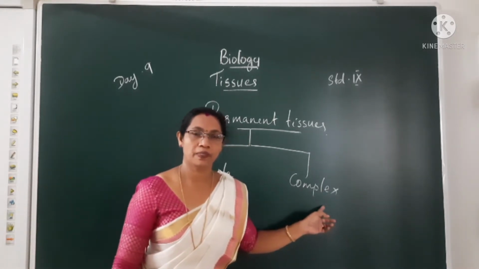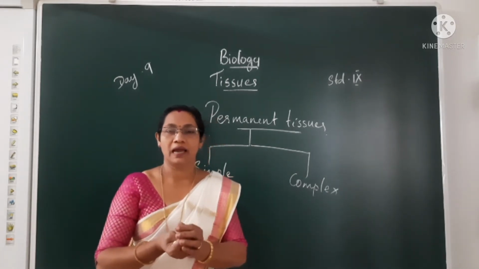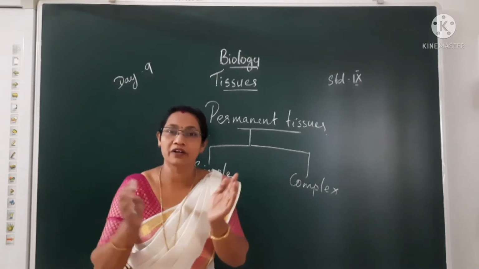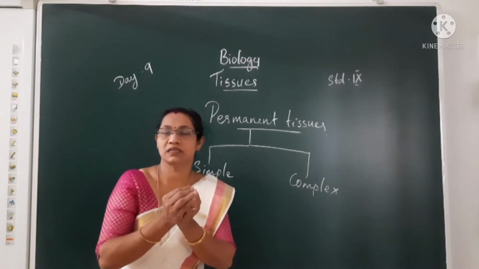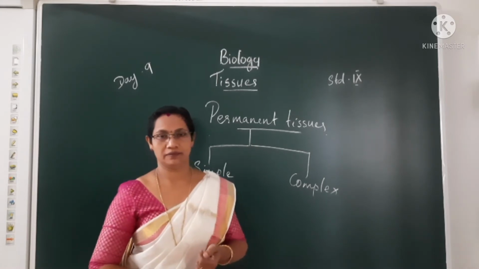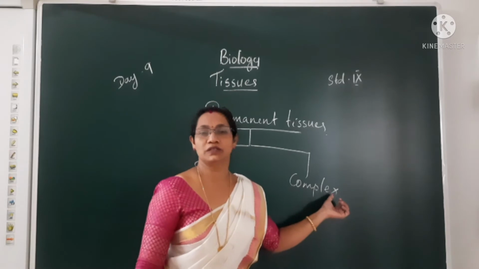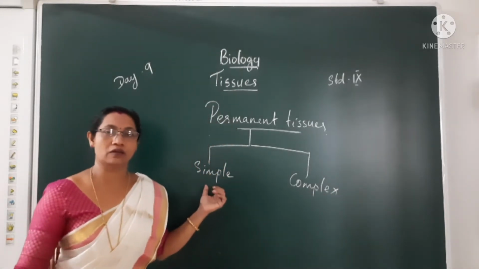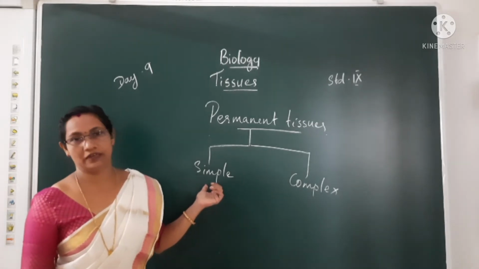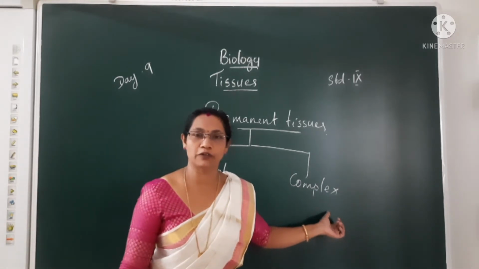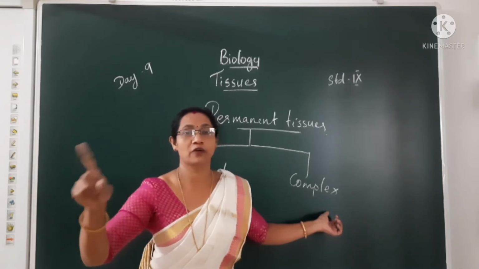Complex means if more than one type of cells combine together and perform one common function. More than one cell, different types of cells, join together and perform a common function. That type of tissues are known as the complex permanent tissues. So simple permanent tissues are composed of the same or similar type of cells which are doing one particular function. Complex permanent tissues are formed by more than one type of cells, but they join together and perform one common function.